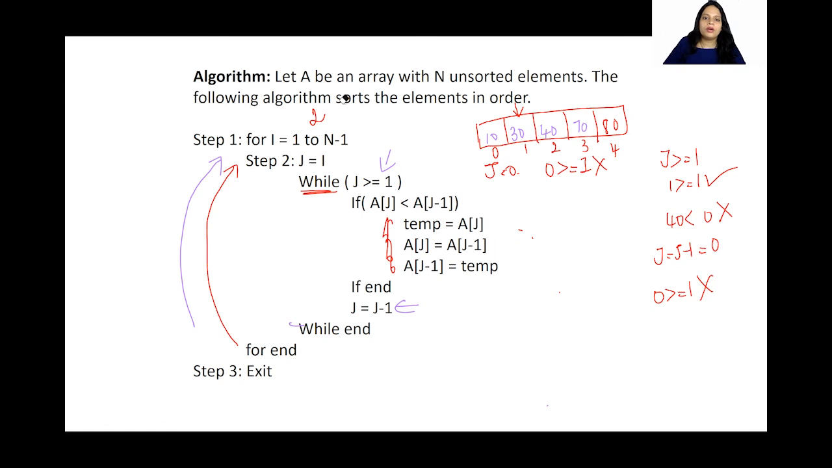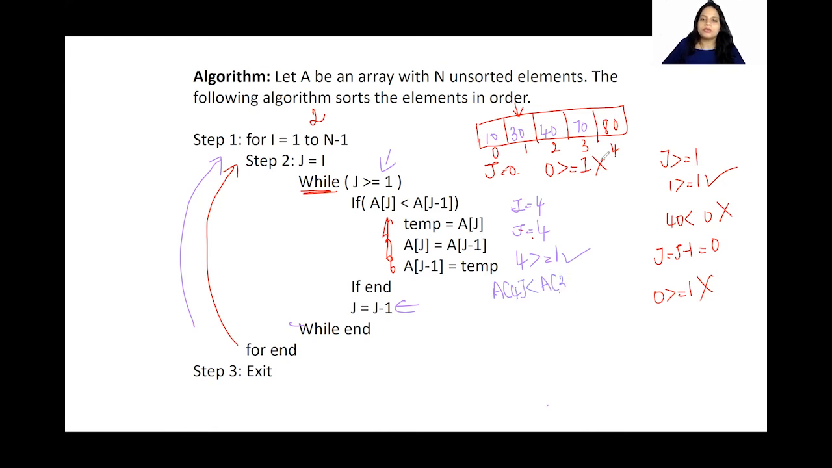Now, we completed j equals 3. Now i is going to become 4. So j is also going to become 4. Is 4 greater than or equal to 1? Yes, it is, isn't it? So I am asking if a of 4 is less than a of 3.